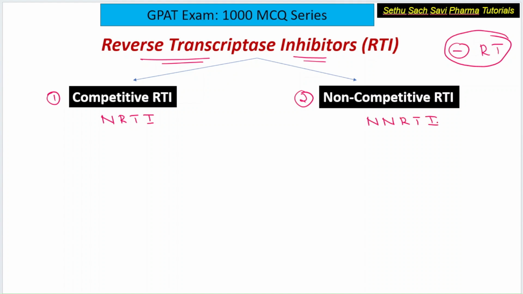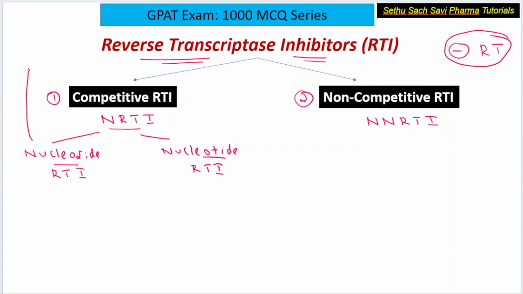Now, what is NRTI? NRTI is nothing but it could be either nucleoside reverse transcriptase inhibitor, or it could be nucleotide reverse transcriptase inhibitor. Okay. So remember this word nucleoside and nucleotide. What is the difference between nucleoside and nucleotide? Nucleoside is nothing but base, nitrogenous base and sugar only. Whereas what is nucleotide? There will be base plus sugar plus the phosphate group. Okay, so that is the difference between nucleoside and nucleotide.